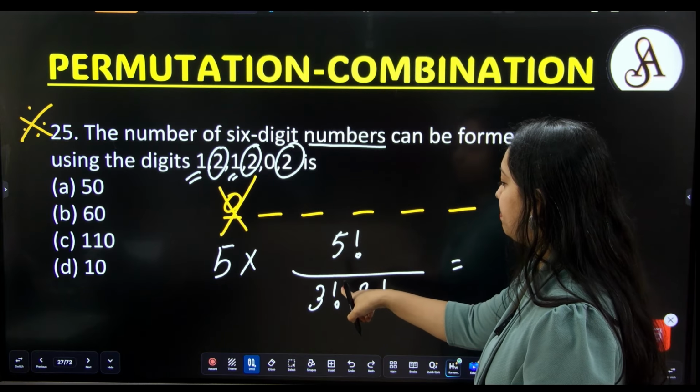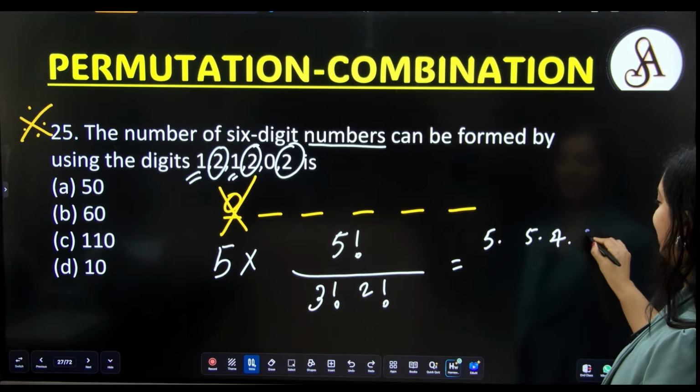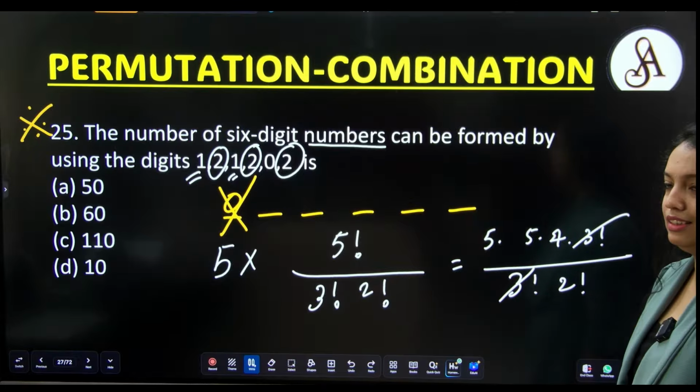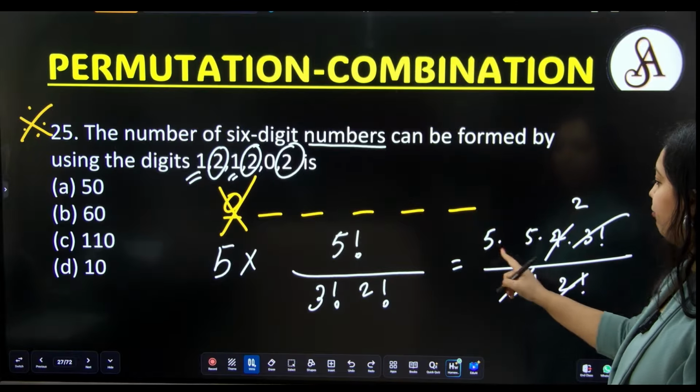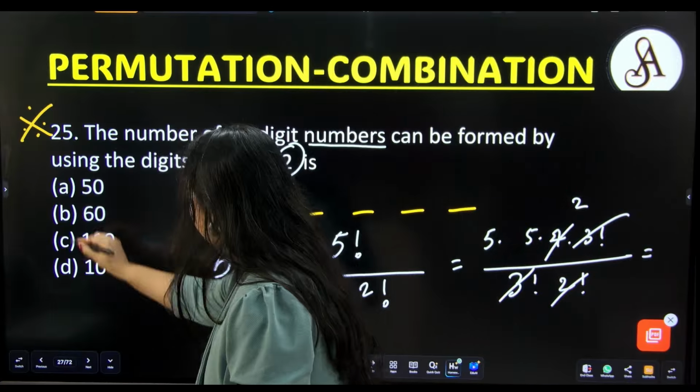What do you mean by 3 factorial into 2 factorial? 5 into 5 into 4 into 3 factorial divided by 3 factorial, 2 factorial. Cancel these two. 2 fives are 10, 5 twos are 10... Your answer is equal to 50. Option A.